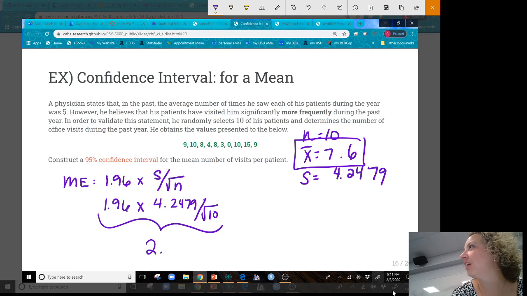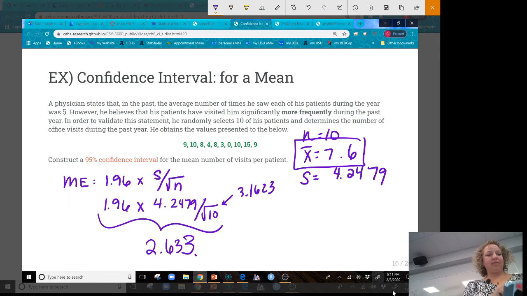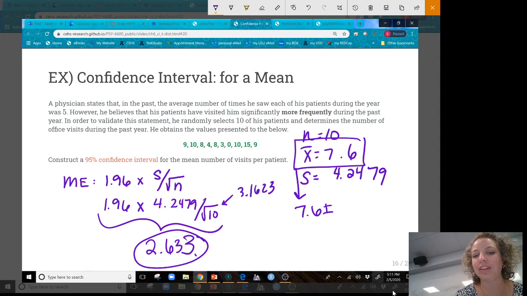2.6? 328. Anyone second that? Yeah? Square root of 10 is 3.1623. Yeah? Okay. So to do our confidence interval, we take our best guess, 7.6, and we plus or minus. Now, that's after you multiply by 1.96, right? The 2? Yeah, okay. So we plus or minus 2.633.